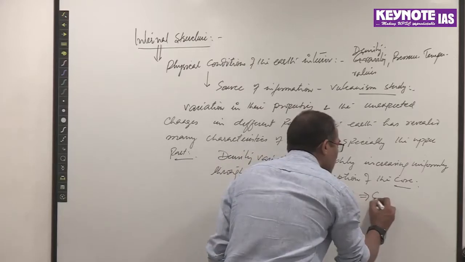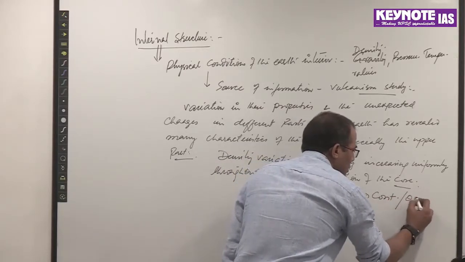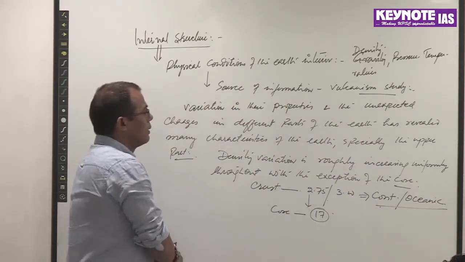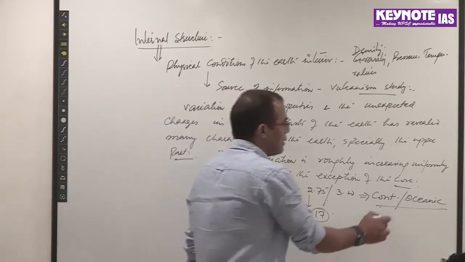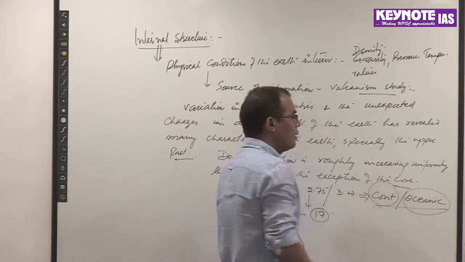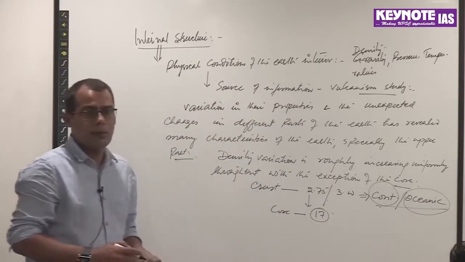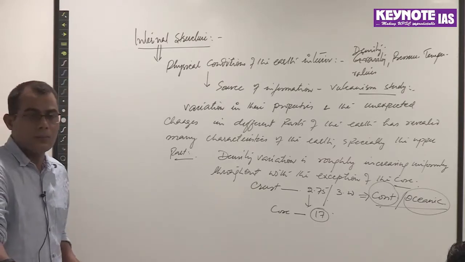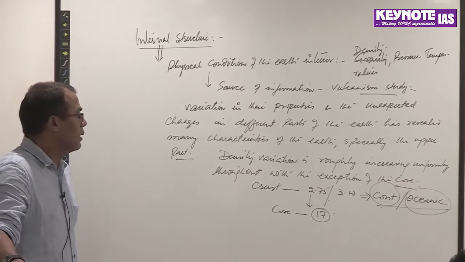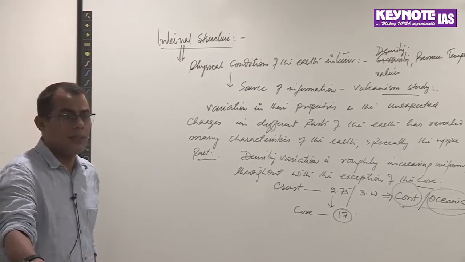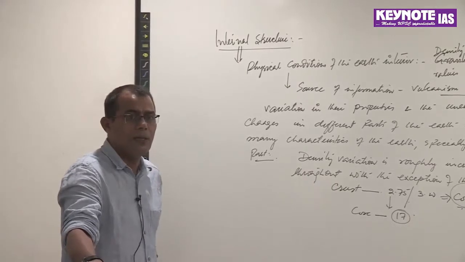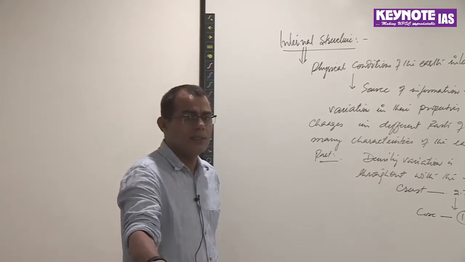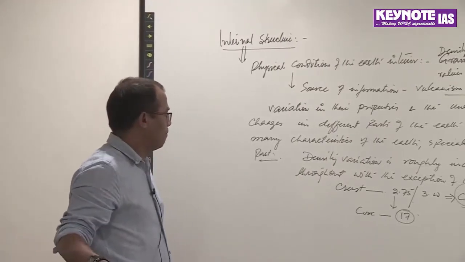This variation is basically continental crust versus oceanic crust. That's what indicates that oceanic crust is denser as compared to the continental crust. The continental crust has a density of 2.75 and the oceanic crust has an average density of 3. The average density of Earth is 5.5, right?